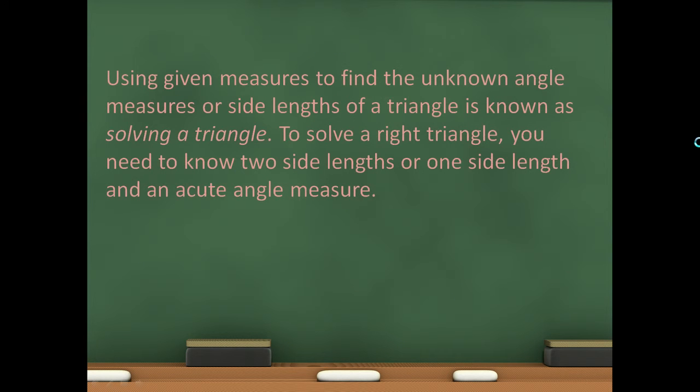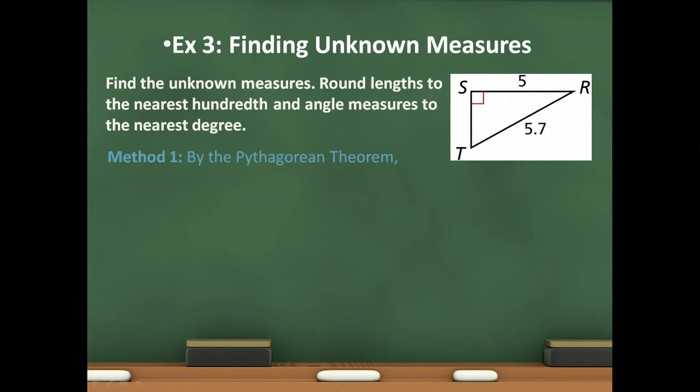If we use the given measures to find unknown angle measures or side lengths, this is known as solving a triangle. Anytime we have a triangle and there's a piece of it missing, the measure of one angle or the measure of one side, we are solving the triangle. Let's try one. Find the unknown measures, round the lengths to the nearest hundredth, and angle measures to the nearest degree. By the first method, which is the Pythagorean theorem, we're going to look for ST.